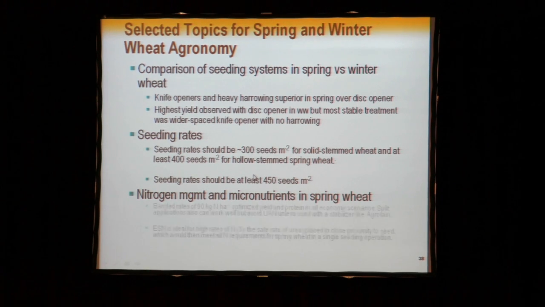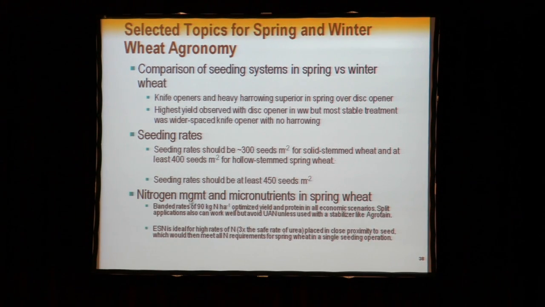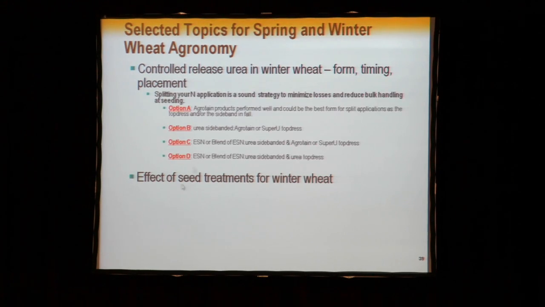Again, in my mind, the data that we had, 90 kilograms of N per hectare optimized both yield and protein. And the interesting thing about that is that if you do have a single shoot system or you want to place all your fertilizer at once close to your seed, you could actually do it all with ESN and forget about it, because 3x, which is the safe rate, 3 times the safe rate of uncoated urea, you'll get that kind of seed safety with ESN if you wanted to single shoot all of your requirements in one shot.